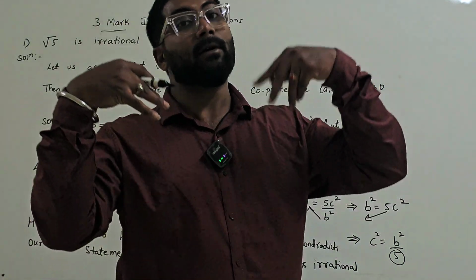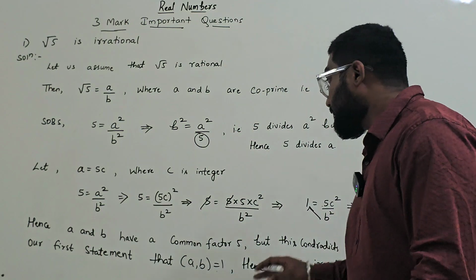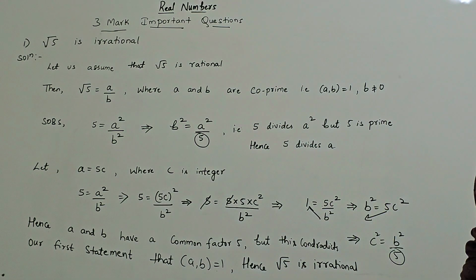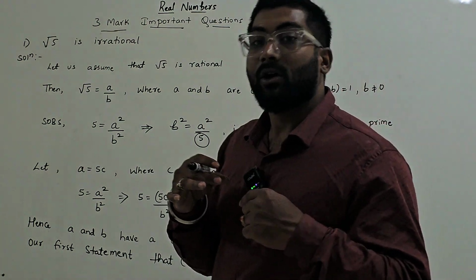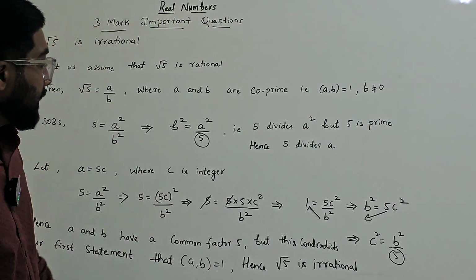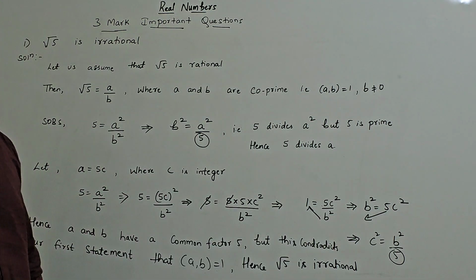So when it has a common factor, we say that it contradicts our statement. Hence our assumption is wrong. Therefore our assumption is wrong. Hence root 5 is an irrational number.